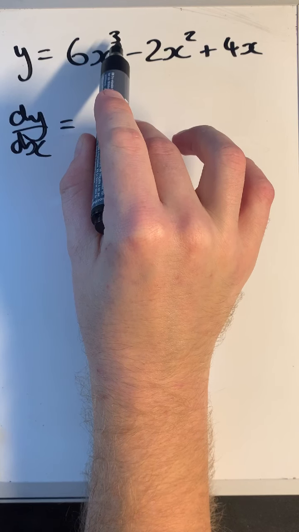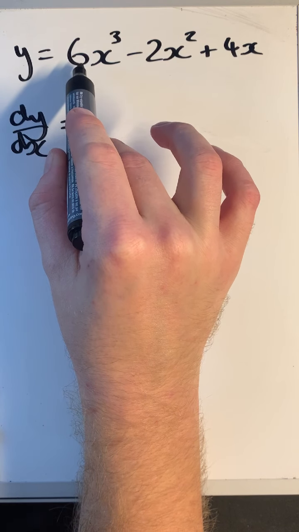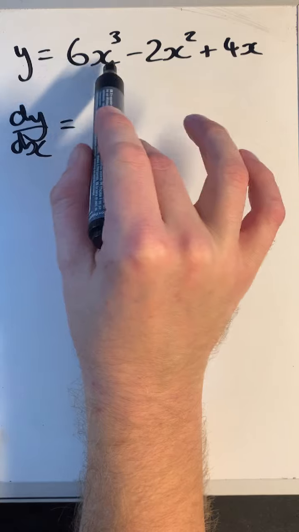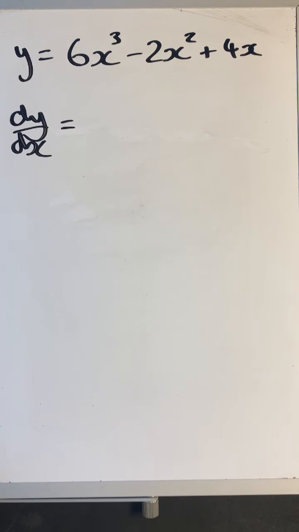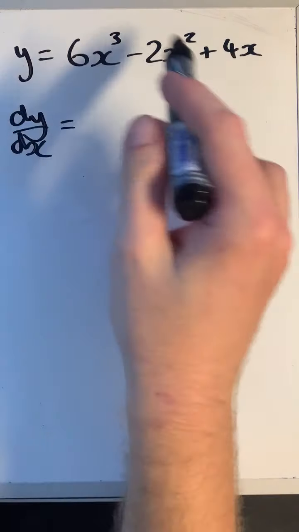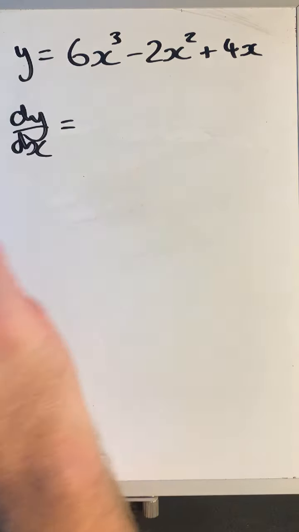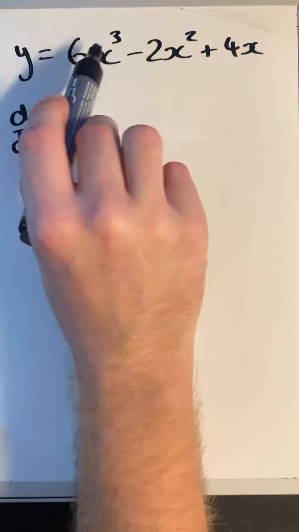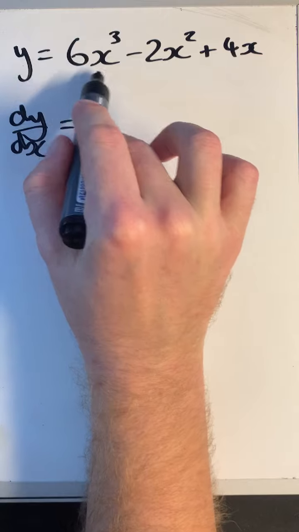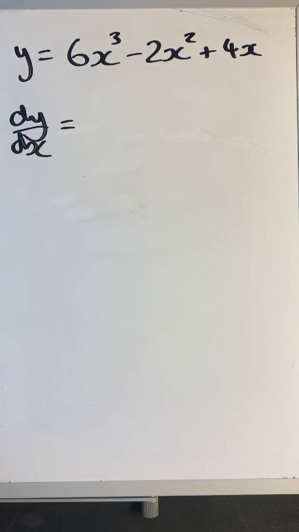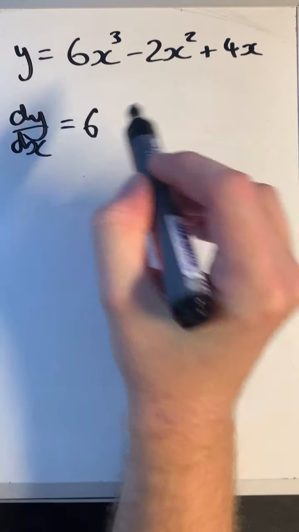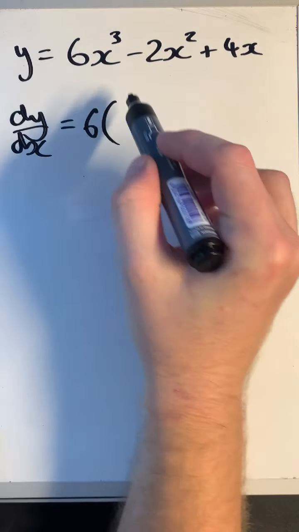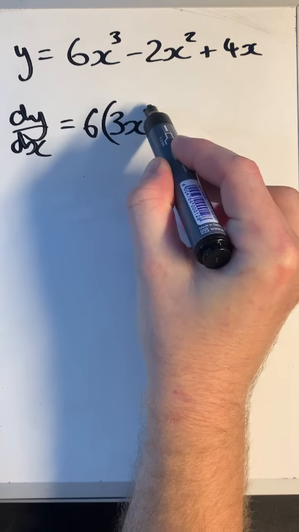So bringing the power down in front, now if there's a number in front of the x, they become multiplied. There's a long-winded way of doing this, and I'll do it for this first one. What we're actually doing is differentiating this x cubed. So we've got 6 multiplied by the derivative of x cubed, which is 3x squared.